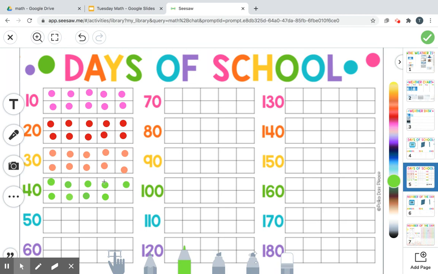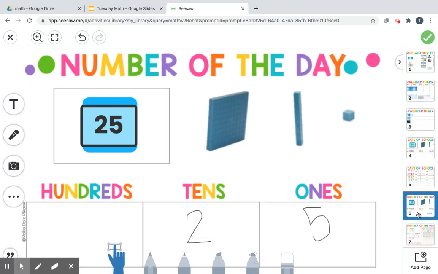Now we can't say 40 here because we can't keep counting by 10s. There's not another group of 10. So let's try this. 10, 20, 30. Now we got to count each little dot by itself. So 10, 20, 30, 31, 32, 33, 34, 35, 36, 37, 38, and 39. 39 days of school. Tomorrow we get to fill that last dot on our 10 frame and make it 40.